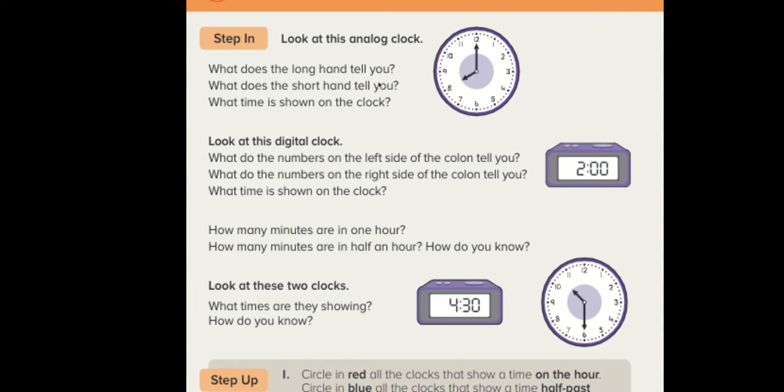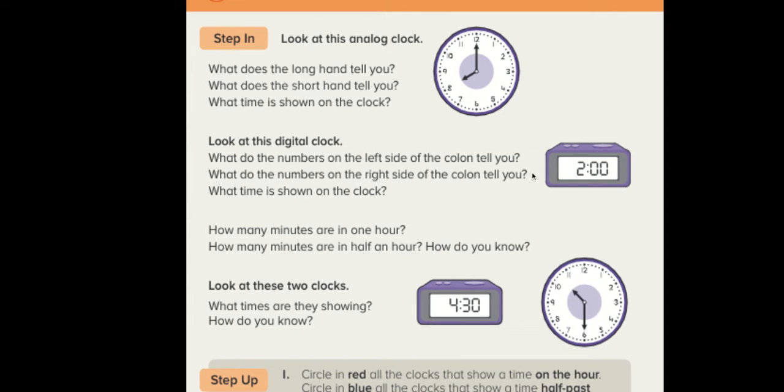What does the long hand tell you? The long hand tells us the minutes. What does the short hand tell you? The short hand tells us the hour. And what time is shown on this clock? So the hour hand's pointing at the 8, and the minute hand's pointing at the 12, which we talked about is 0 minutes past the hour, so that is 8 o'clock.